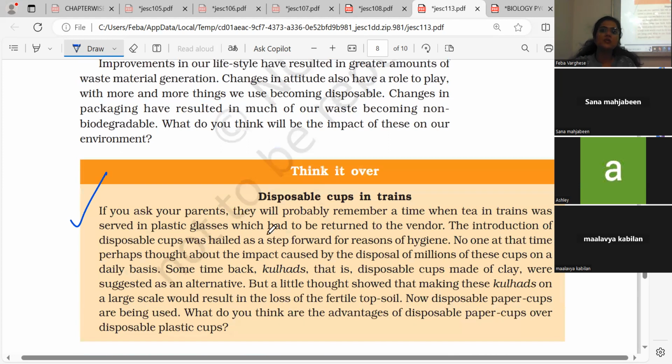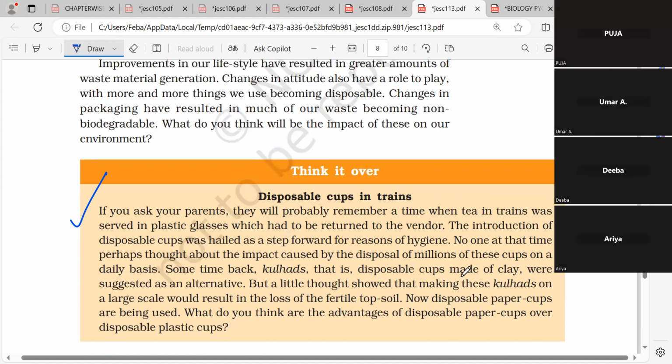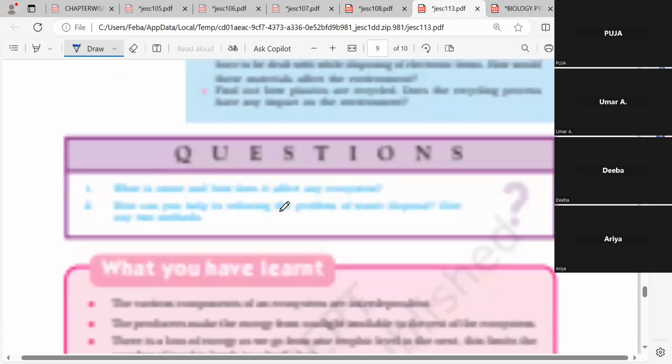Coolhuts. Why are we not using coolhuts nowadays? Because in order to make coolhuts, we are removing the topsoil, right? Topsoil is the most fertile part of the soil. And if we are removing the topsoil, it's going to make your soil barren, your field barren. Okay, so in order to avoid that, now coolhuts are replaced by disposable paper cups. Okay, yes, that's about the coolhuts.